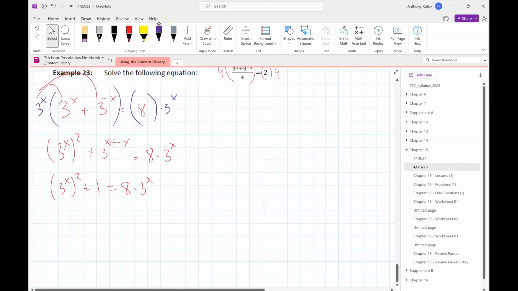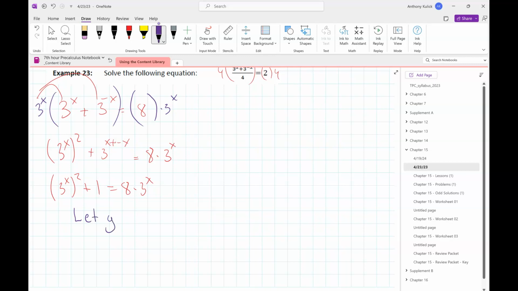Look at what you have here. Look carefully. Look very carefully. What do you see? What type of problem do we have now? Nobody sees it? Let me help you. Let's take those 3 to the x's and just replace them with the variable y.